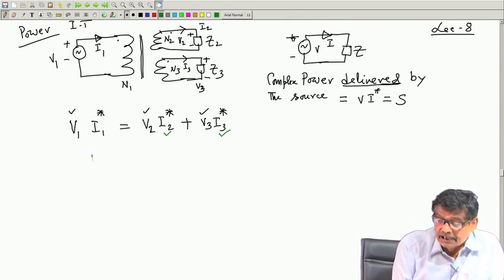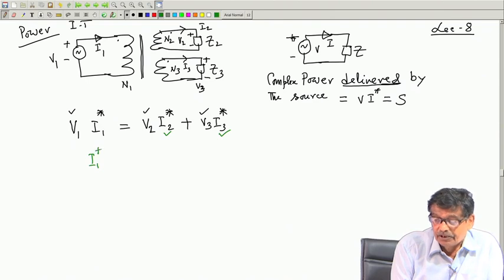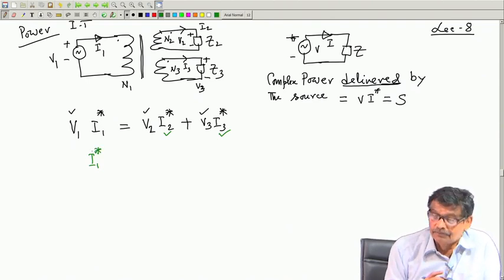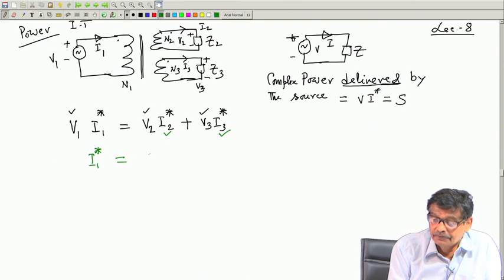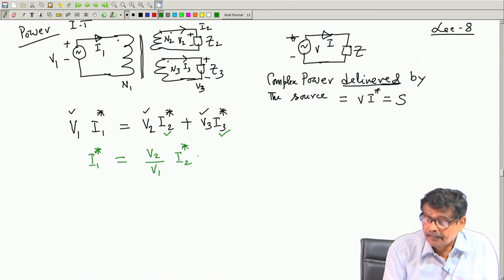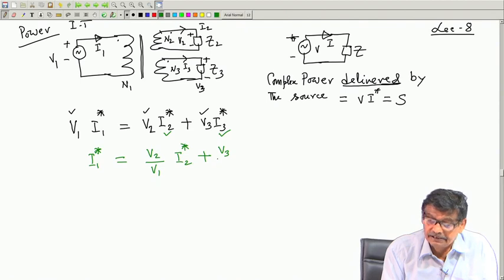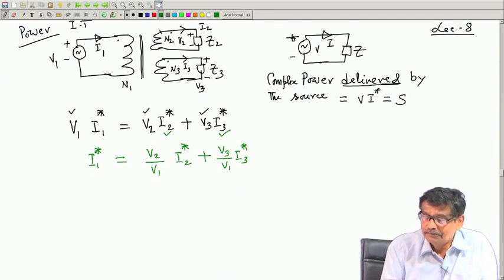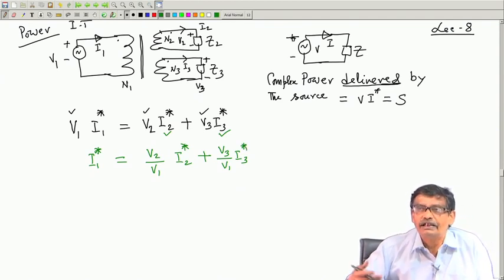Therefore, I 1 star can be calculated, because my problem is what is the current drawn from the supply. It will be equal to V 2 by V 1 into I 2 star, plus V 3 by V 1 into I 3 star. If I make any mistake, please point it out. But V 2, V 1, V 3, V 1 all are cophasal numbers.